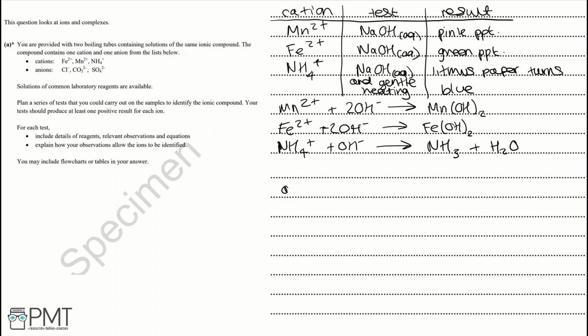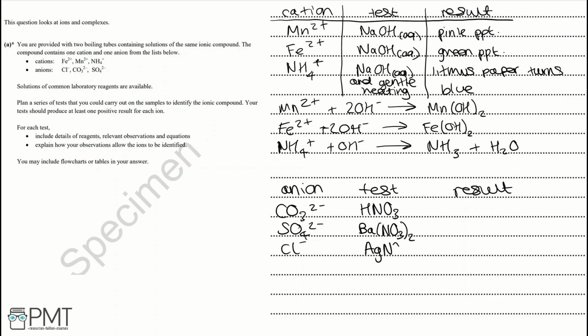Now we're going to look at our anions and our tests for our anions in the question. So we're going to lay this out as a table with the anion, the test, and the result. We're given three different anions, a carbonate ion, a sulfate ion, and a chloride ion. We're going to then test the carbonate ion with nitric acid, the sulfate ion with barium nitrate, and the chloride ion with silver nitrate.